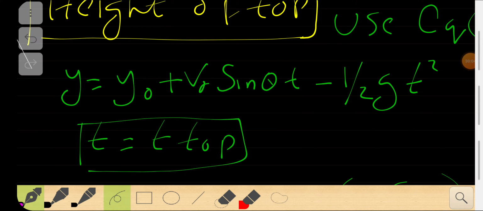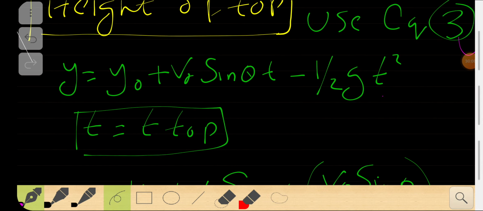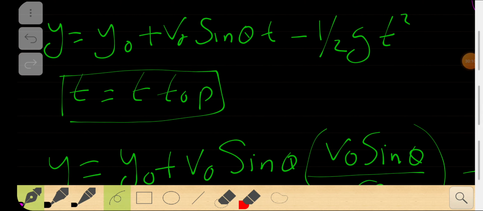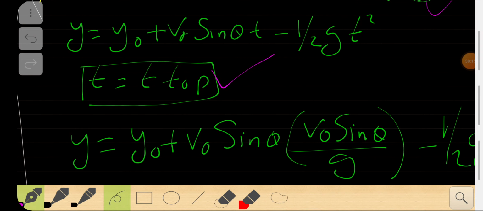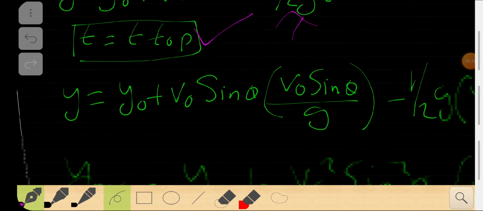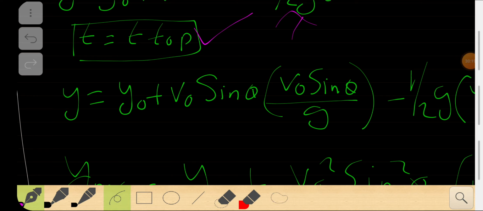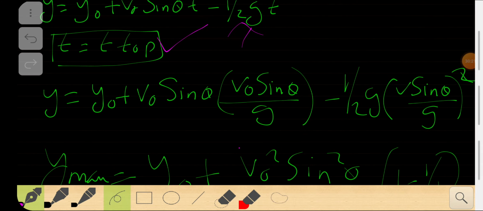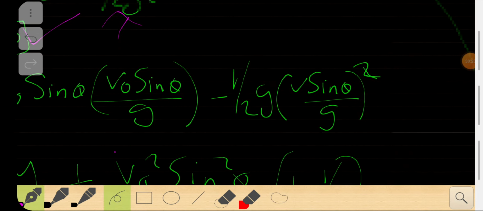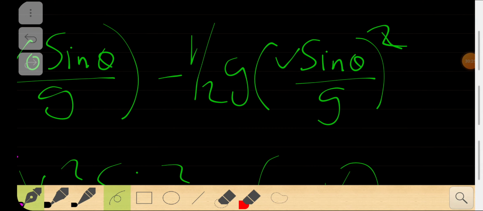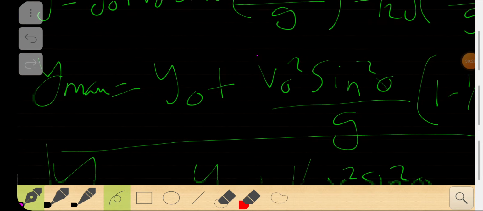So y is equal to y0 plus v0 sine theta t minus half g t square. If we substitute t equal to t top into this equation, you get y is equal to y0 plus v0 sine theta times t, which is v0 sine theta by g, minus half g times v0 sine theta by g, the whole square. So I just substituted that back in.